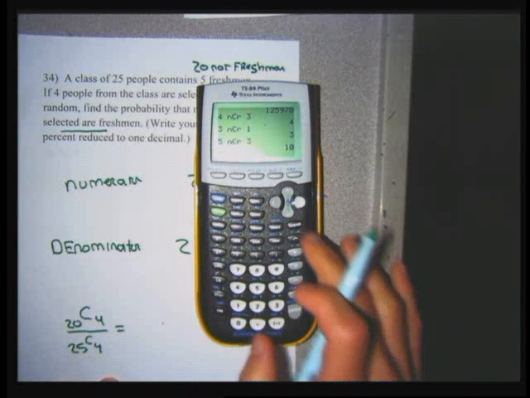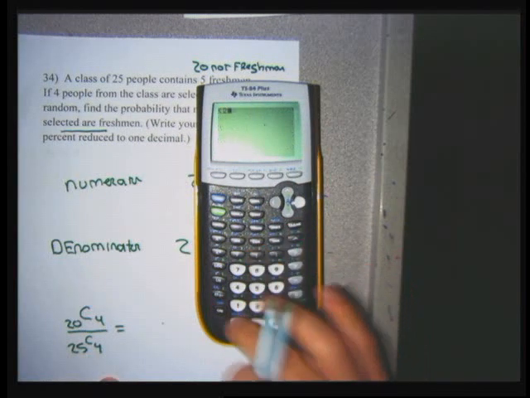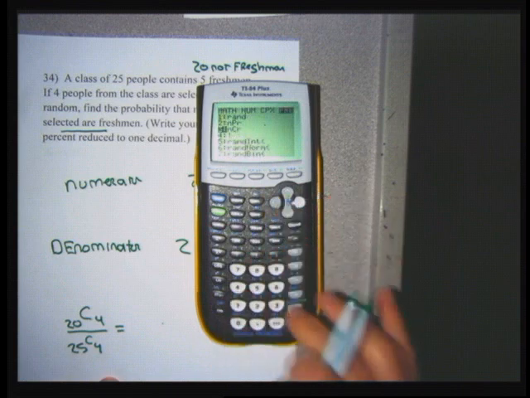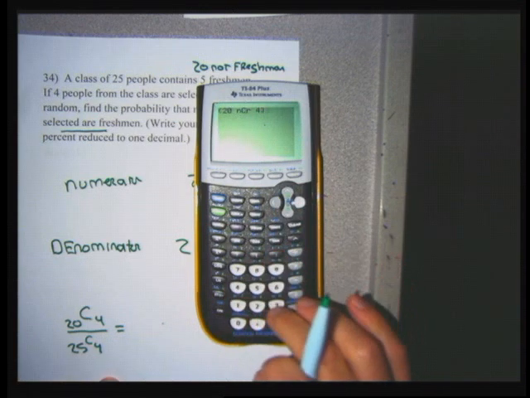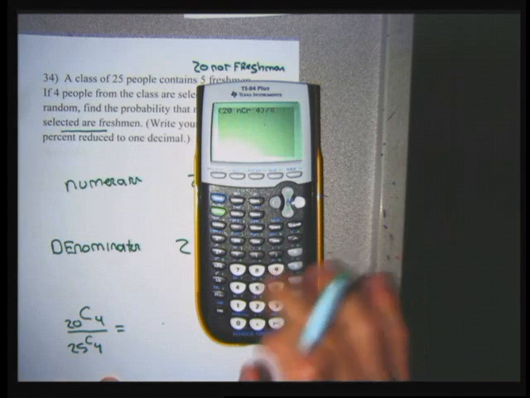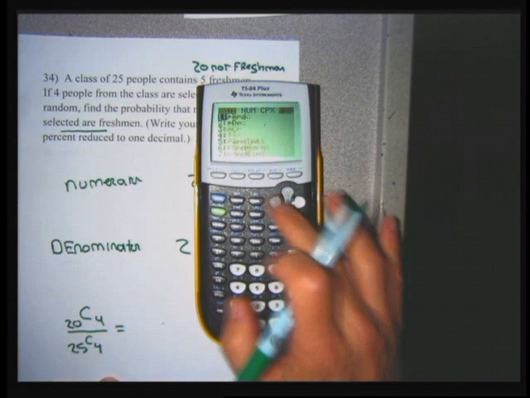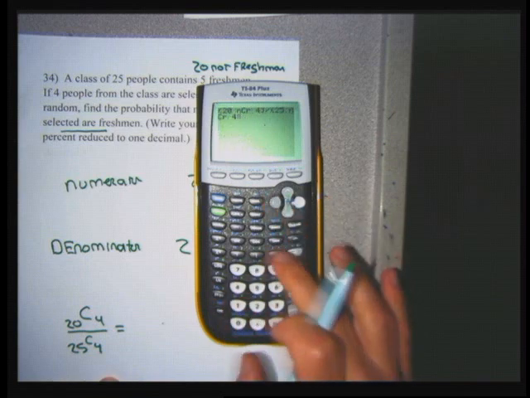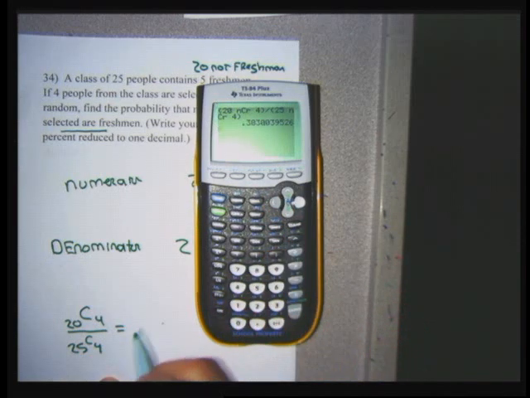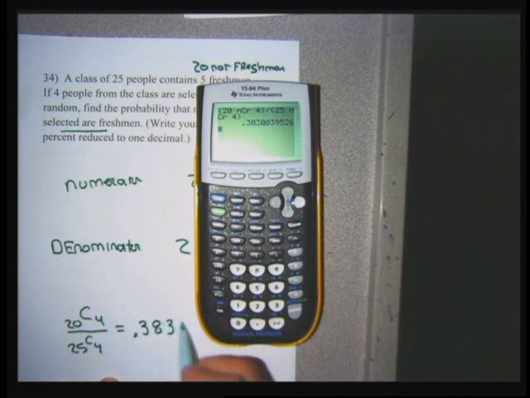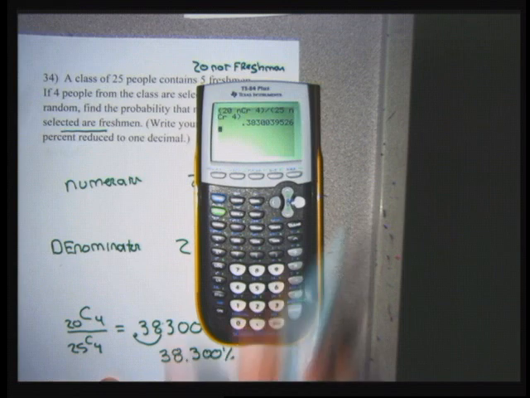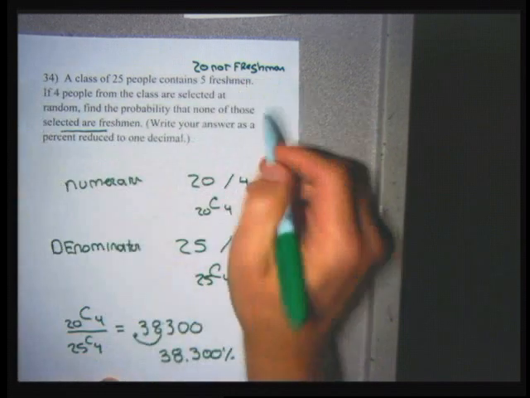So I can do this all at once if I want. I can go 20 math choose 4, close out a parentheses, hit a divide key, and then parentheses, 25 math choose 4, and I get 0.38300. Move the decimal over twice, that gives me 38.300%. Round to 1 decimal, it's going to be 38.3%.